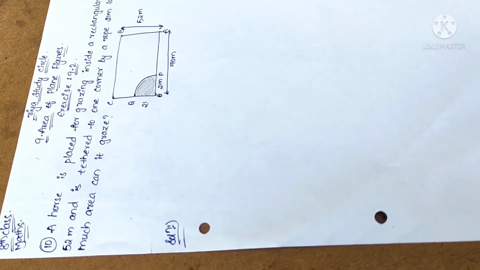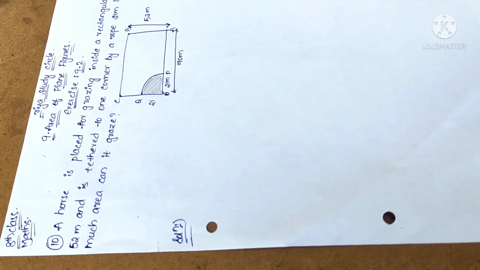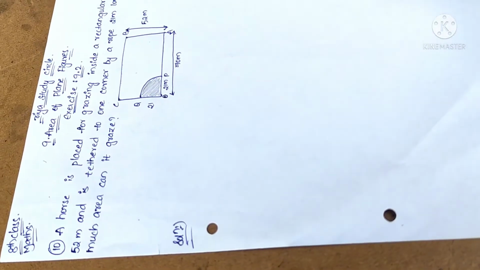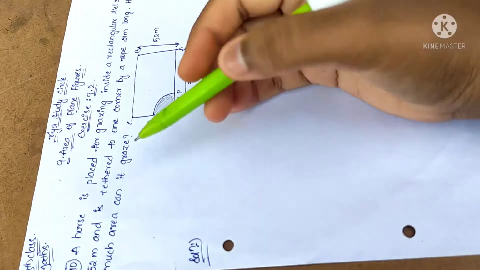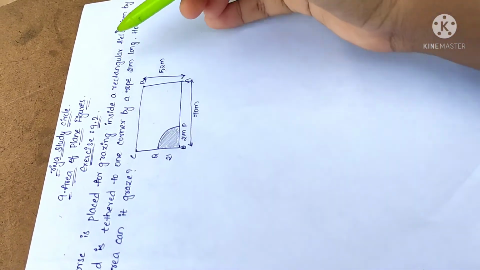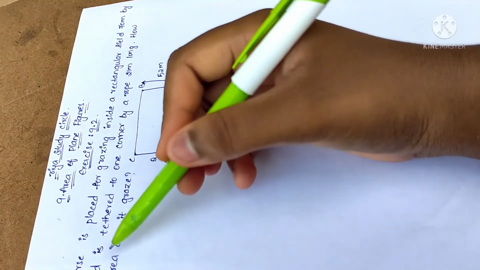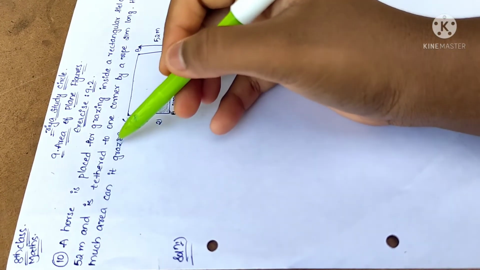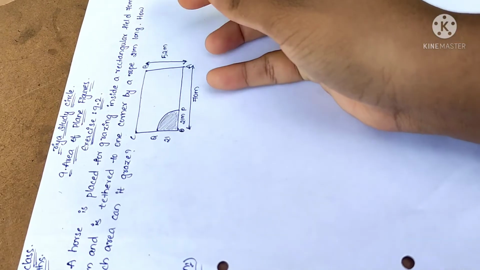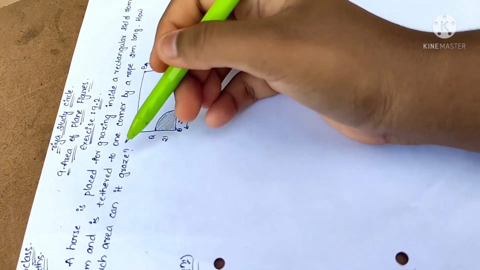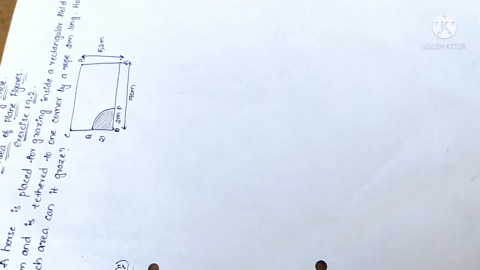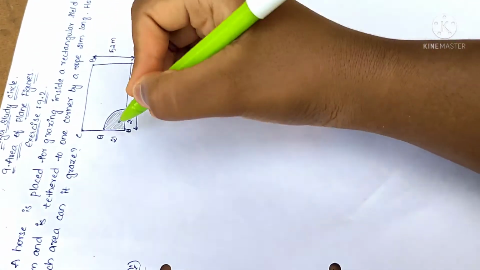Today I am going to explain 8th class maths chapter number 9, area of plane figures, exercise 9.2, 10th problem. So this is the last problem of this exercise and chapter. The 10th problem is: a horse is placed for grazing inside a rectangular field 70 meters by 52 meters and is tethered to one corner by a rope 21 meters long. How much area can it graze? So here we have to find how much area the horse can graze.